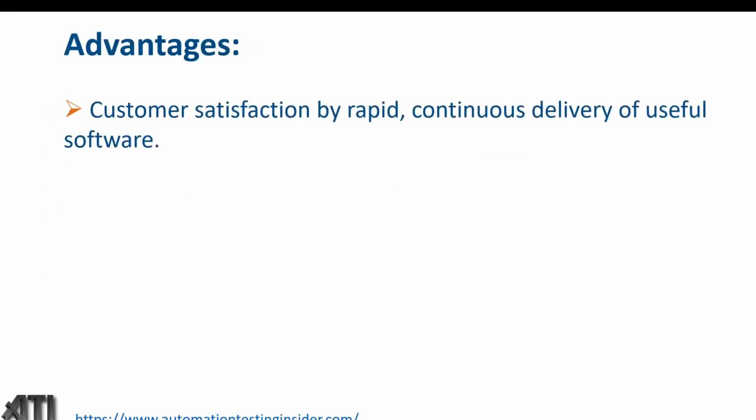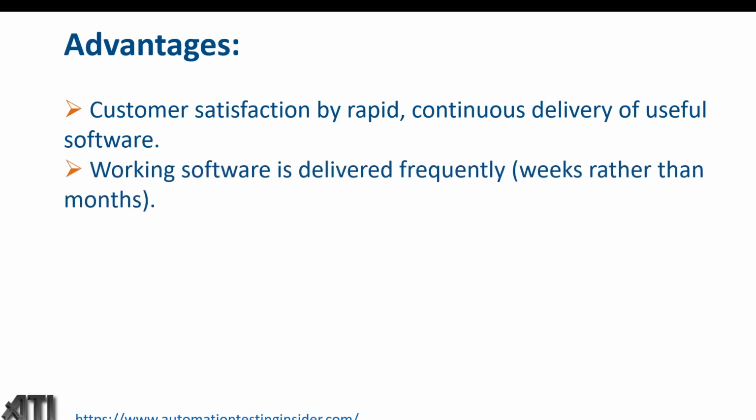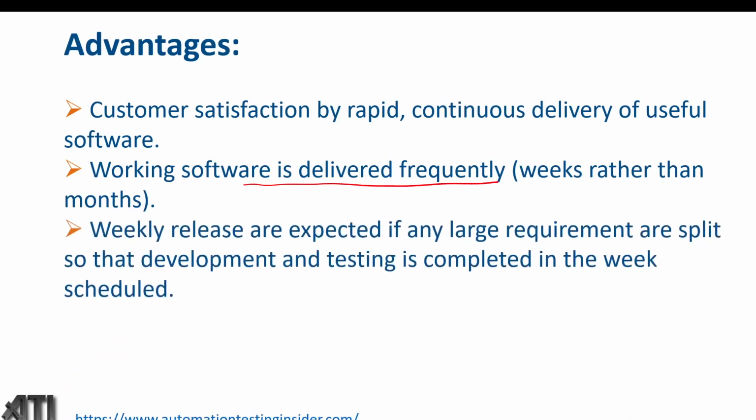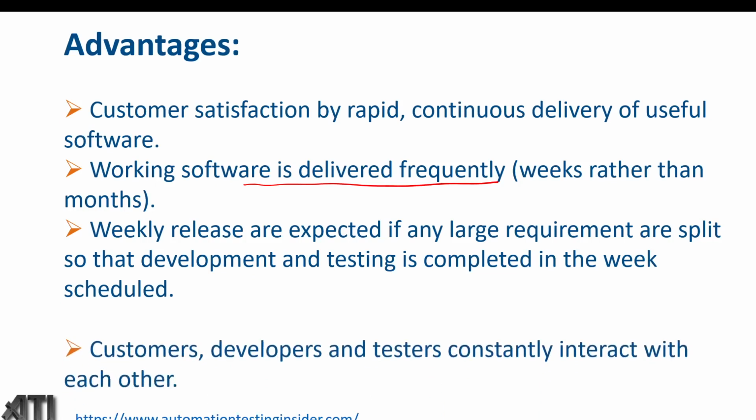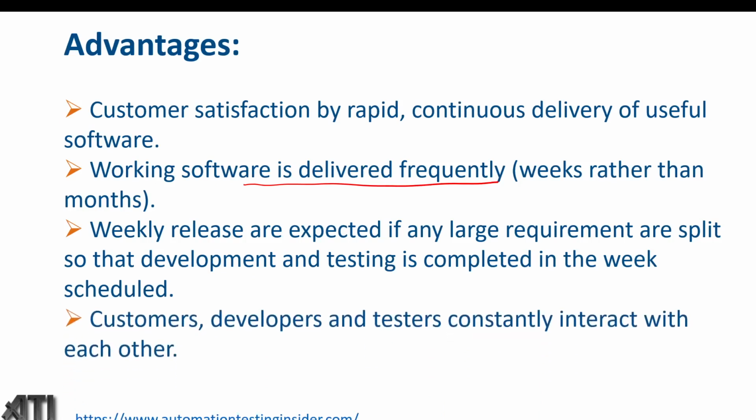So what are the different advantages of agile process, guys? Customer satisfaction by rapid continuous delivery of useful software, and working software is delivered frequently. This is an important point about the agile development model. Quick releases are expected, and if any large requirement is split, development and testing are completed in the week scheduled. And customer, developers, and testers constantly interact with each other. So these are some advantages of the agile development model.